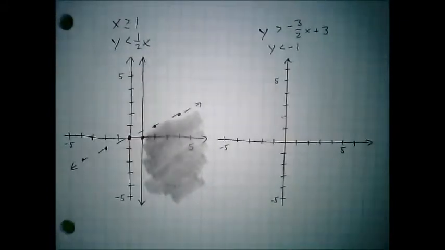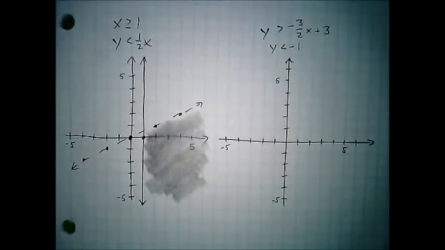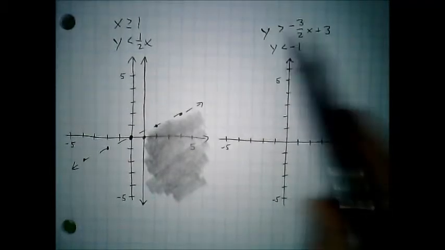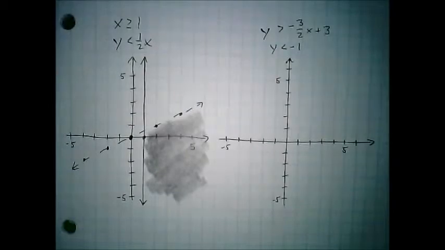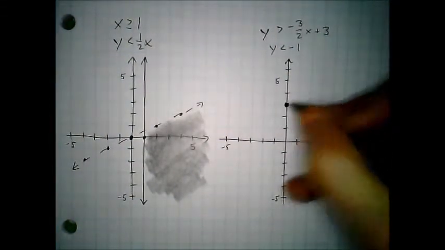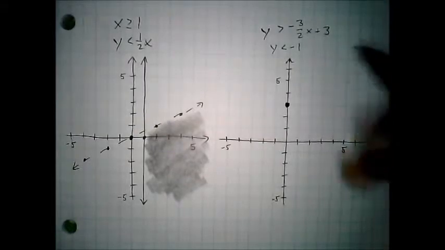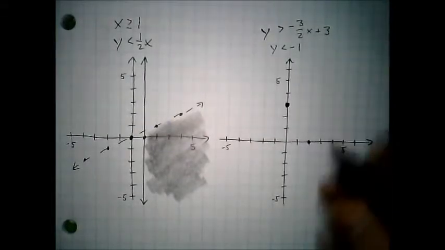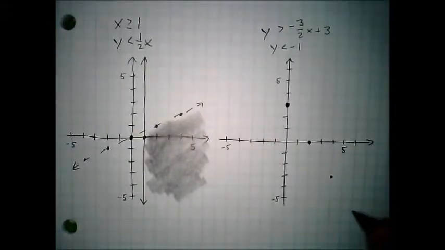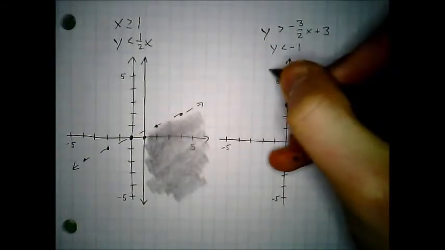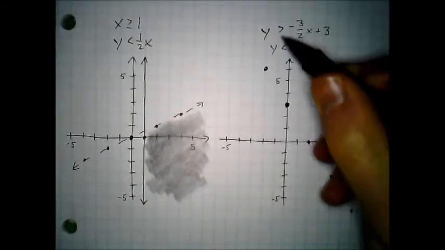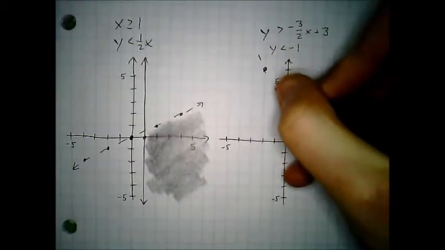Okay, let's look at this next one on the right. We have y is greater than -3/2 x plus 3, and y is less than -1. So this first boundary line is a little bit simpler. We're used to it at least. We have a slope and a y-intercept. Our y-intercept is 3, and our slope is -3/2. So we go down 3, over 2, down 3, over 2. Solid or dashed? Dashed, because it's not 'or equal to'.